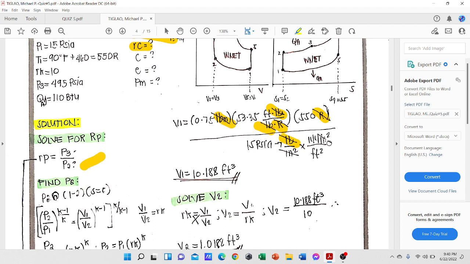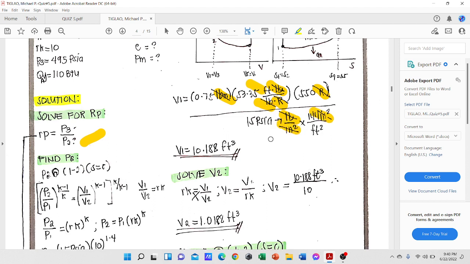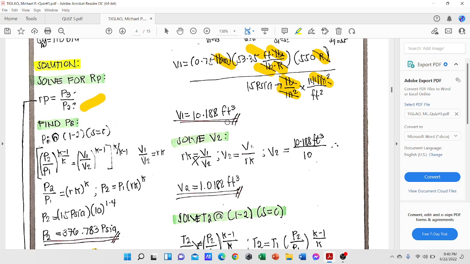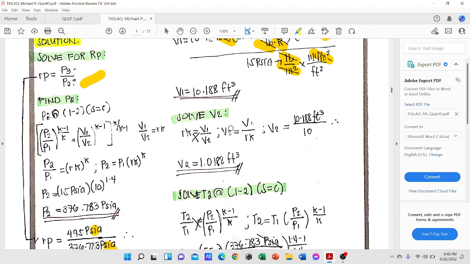So, yung inch dito, makakancel. Meron tayong feet square dito, meron pa tayong isa, so meron tayong cubic feet. Therefore, yung volume 1 natin is equals to 10.188 cubic feet.